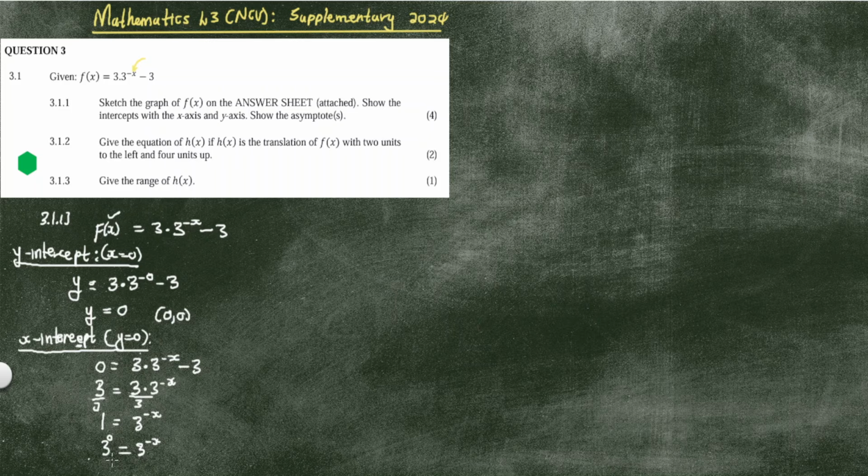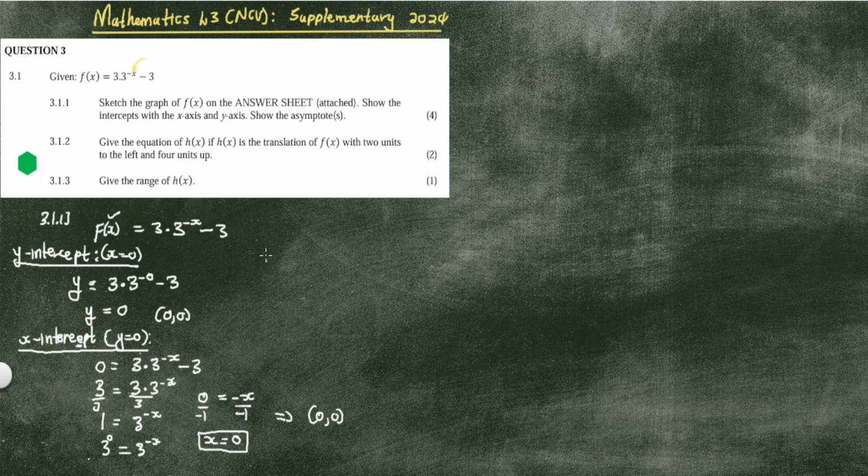Now the bases are the same. I'm dropping the exponents. I end up with this, dividing both sides by minus 1. X now becomes 0. Now this also means the x-intercept is (0; 0). Don't worry.